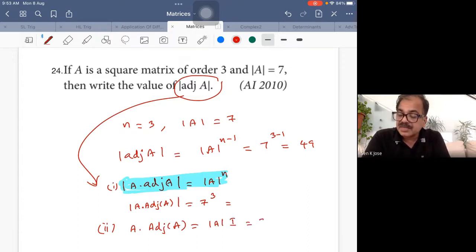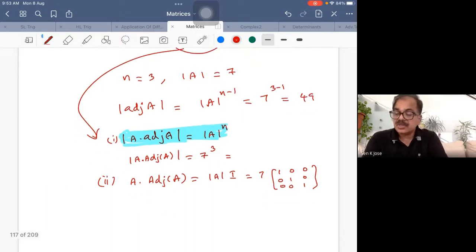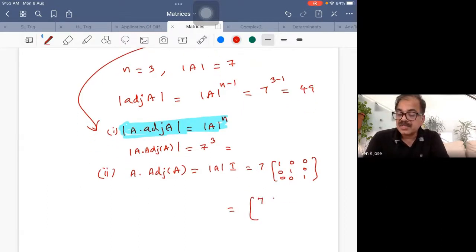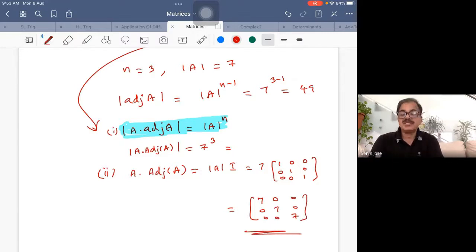Determinant A is 7. 7 times I, depending on the order of the given matrix. It's 3 by 3. So 1, 0, 0, 0, 1, 0, 0, 0, 1. Of course, you will take 7 inside. So it's going to be 7, 0, 0, 0, 7, 0, 0, 0, 7. Yeah? So different questions, yeah? You should know them.